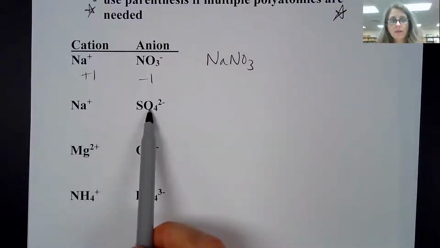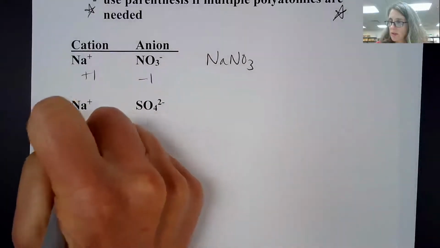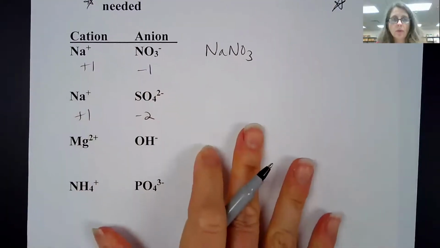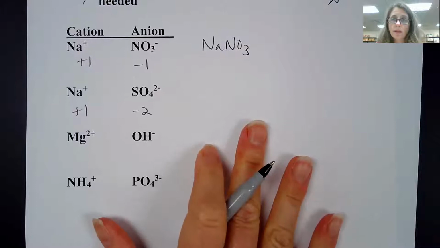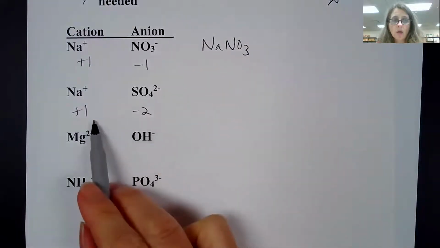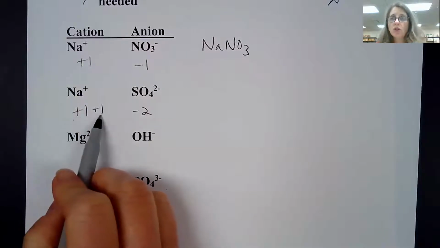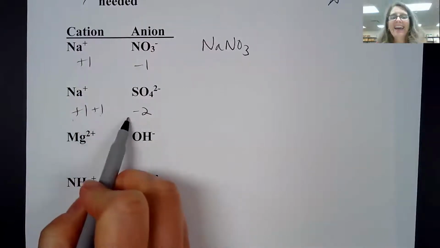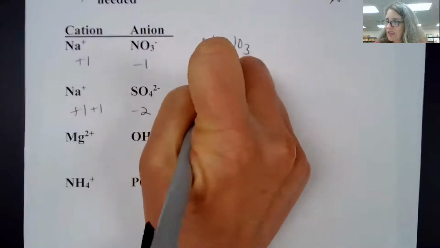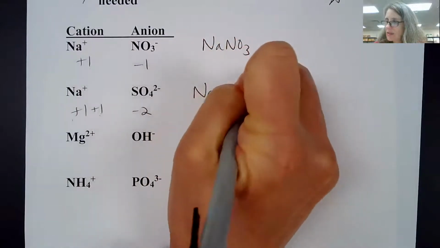Na plus and SO4 2 minus. So this is a +1, this is a -2. So I can't put them together 1 to 1. That will not get me to 0. So how many Nas do I need? I need 2 of them. I need two +1s and a -2. So I need to write Na2SO4.